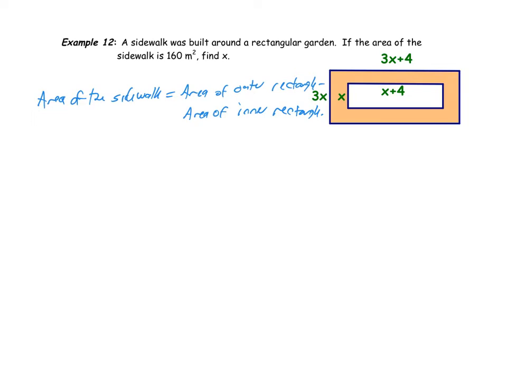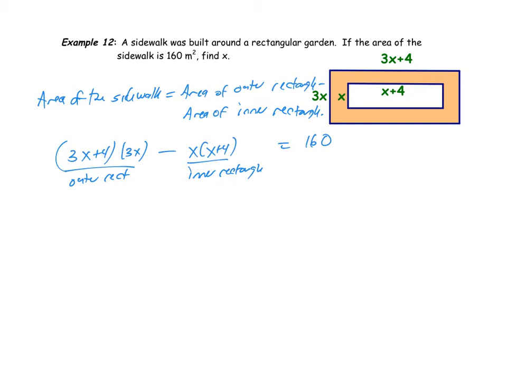So the area of the outer rectangle is going to be 3x plus 4 times 3x. So this is the outer rectangle. The area of the inner rectangle is going to be x times x plus 4. So this is the inner rectangle. That difference is the area of the sidewalk, which we're told is 160 meters squared.